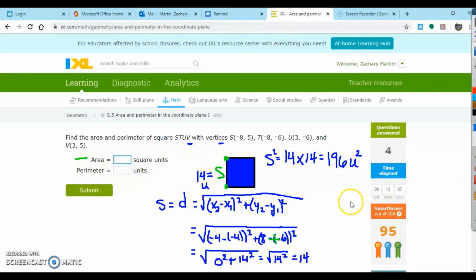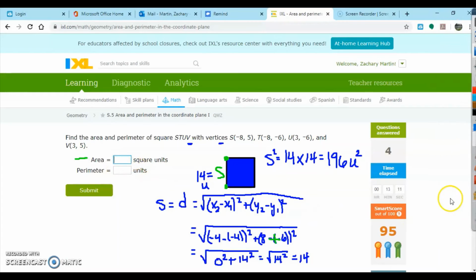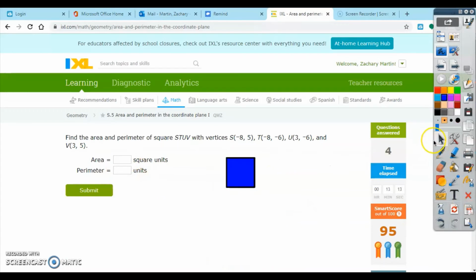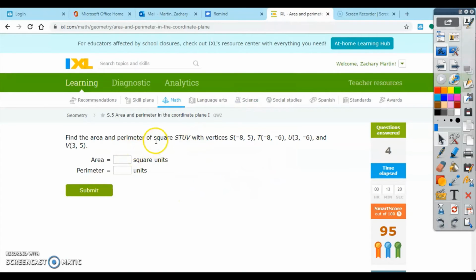Good work, fantastic. All right, we've got one more. Let's do this one that says area and perimeter. Let's get rid of all my annotations here. I'm going to probably have to delete this guy. Let's see. There we go, delete. Find the area and perimeter of a square.